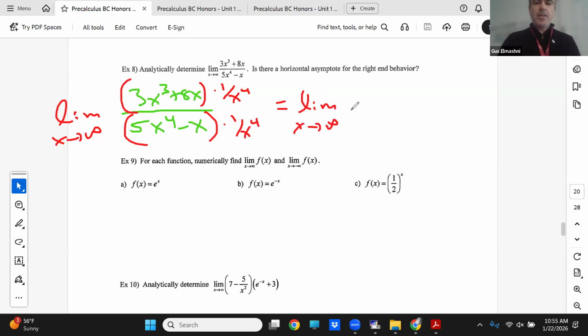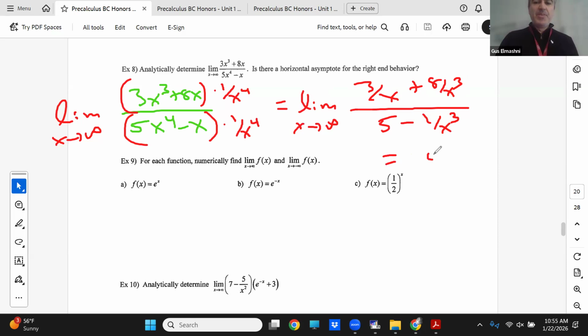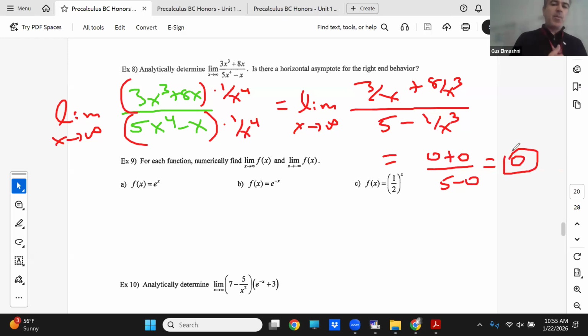Now, that's 3 over x plus 8 over x cubed. What's in the bottom? 1 over x cubed. Okay, each of those fractions becomes what? 0 plus 0 over, which of course is 0. That's why I get y equals 0.